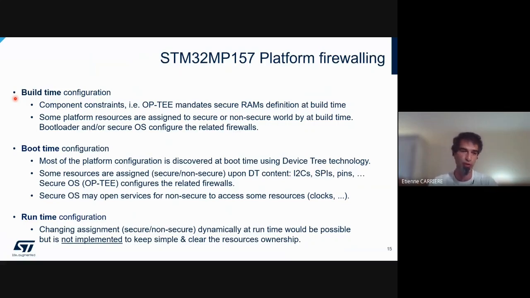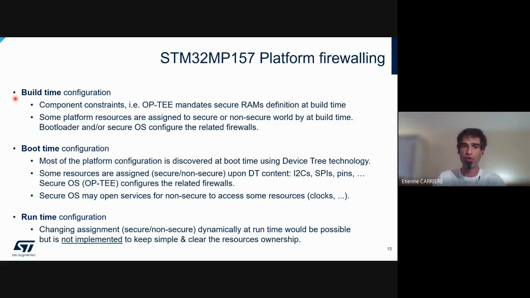Like at runtime, you could reassign a resource that was owned by the non-secure world to have it owned by the secure world, or the other way around. Well, for this, we are based mainly on the TF-A and OP-TEE repositories. These have few configurations that are expected built in the firmware itself, mainly the secure RAM locations and things like this. So there is a part of the firewall configurations that can be defined at build time by package configuration.